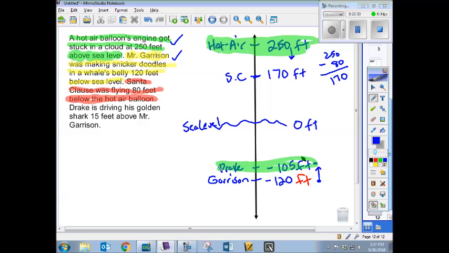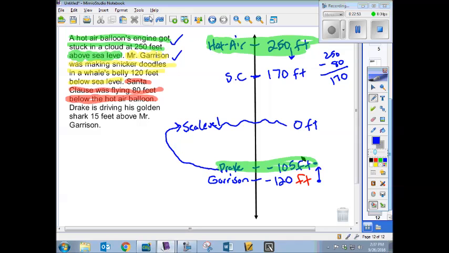And the reason why is Drake, maybe he wants to go up to the hot air balloon. So how far would Drake have to swim to get back up to sea level? 105. That's the absolute value of negative 105. How much farther is he going to have to go to get up to the hot air balloon? 250, right? 250 plus 105, that would give us our vertical distance.